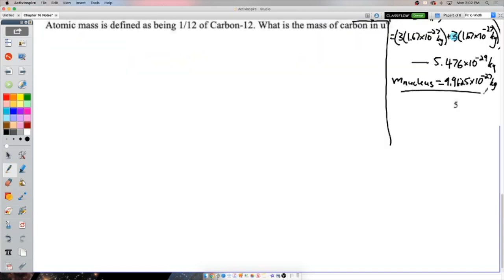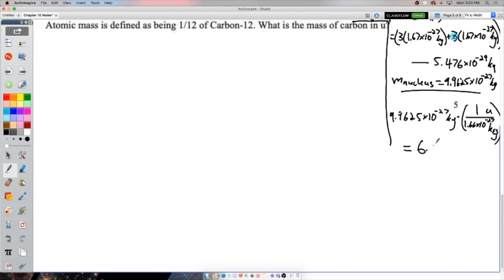So I got that many kilograms, but be careful, read carefully. It asked for the mass of the nucleus in atomic mass units. So just take that and multiply by our conversion factor. 1 atomic mass unit is the same as 1.66 times 10 to the negative 27 kilograms.